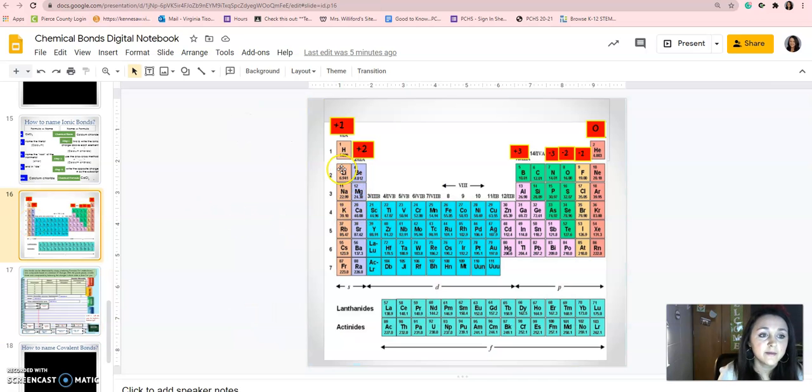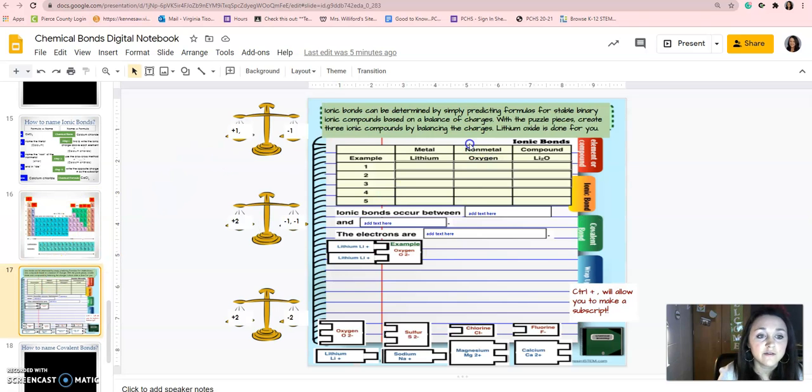I can see that lithium has a charge of +1, oxygen has a charge of -2. So if lithium has a charge of +1 and oxygen has a -2, when we switch them, lithium gets the 2, oxygen gets the 1. Okay, so let's try it again.